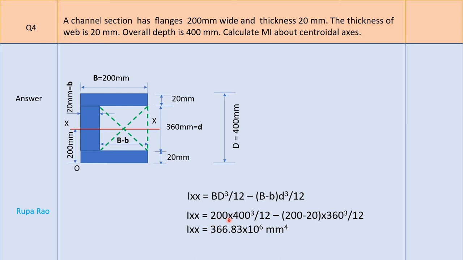200 into 400, press the x cube button, divided by 12, minus bracket open 200 minus 20 bracket close into 360 x cube divided by 12 is equal to, you will get the answer 366.83 into 10 raised to 6 mm raised to 4.